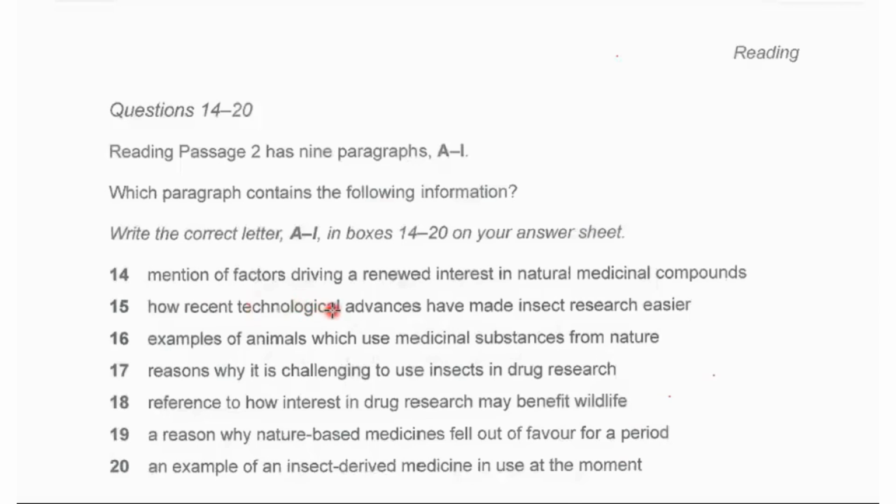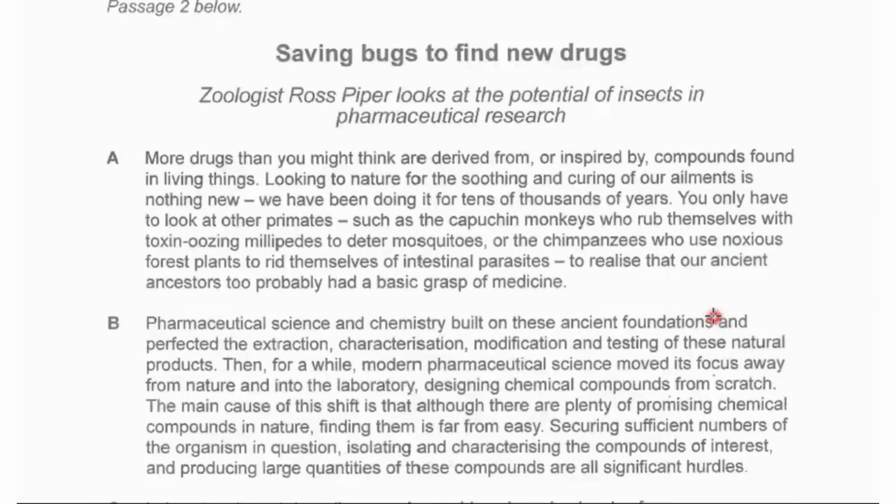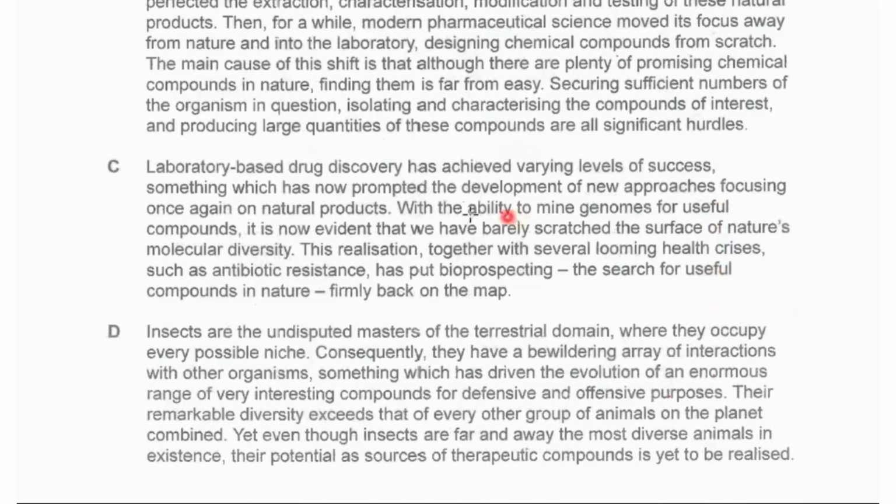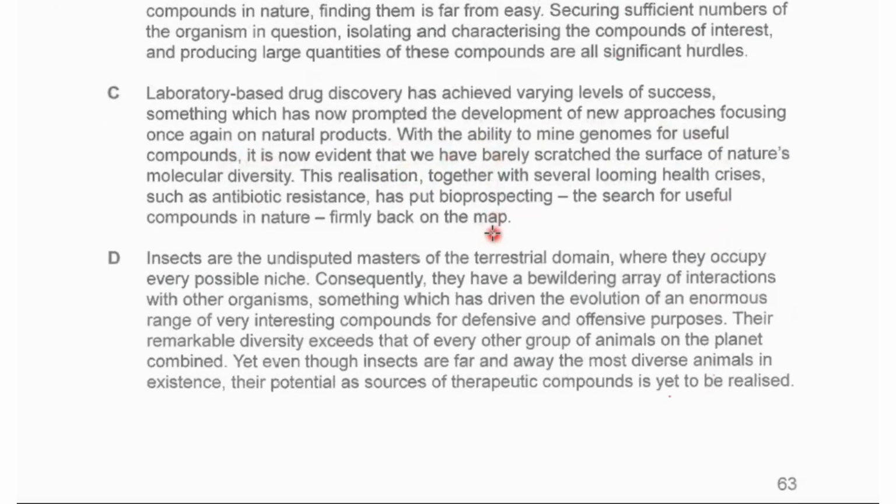How recent? Mining genome is a recent development. It has made insect research easier. With the ability to mine genome for useful compounds, it is now evident that we have barely scratched the surface of nature's molecular biodiversity. But they did not mention insect here, so I'm not sure. I'll pick paragraph C for that.